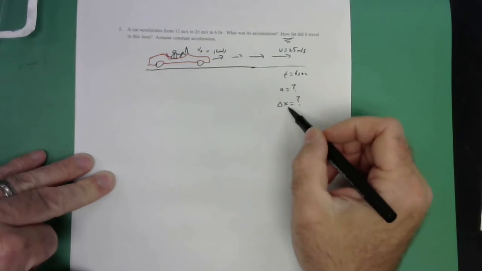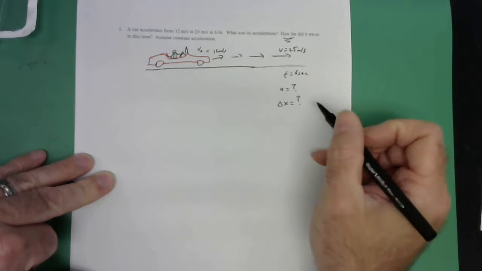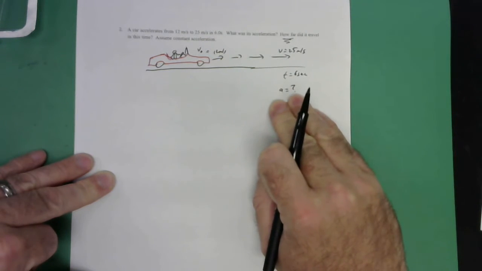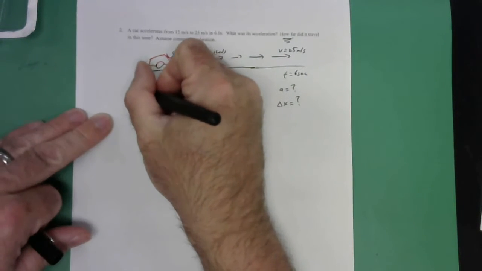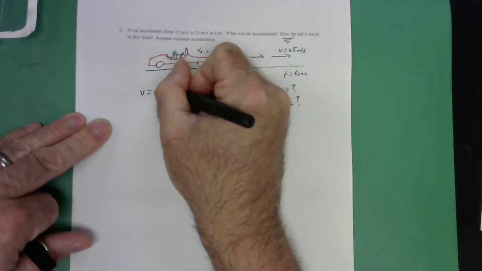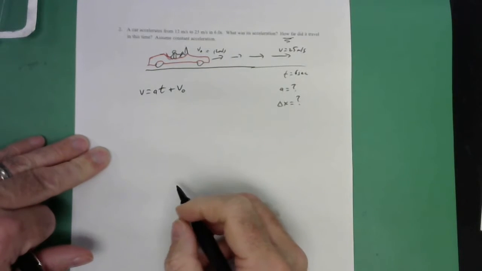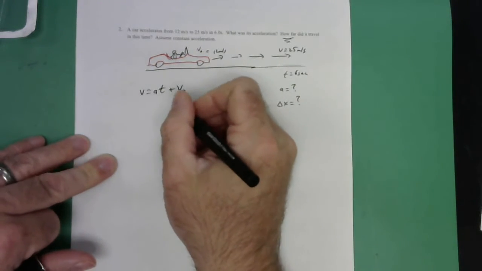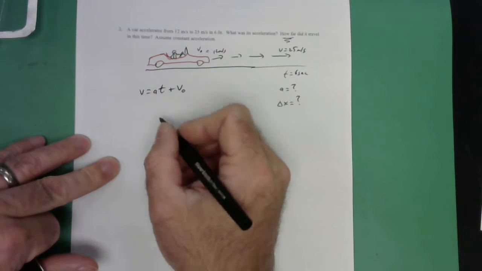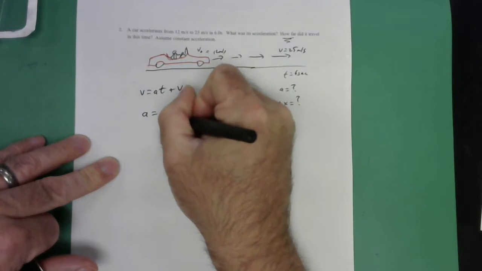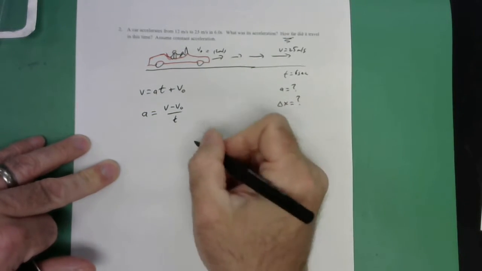So I don't know the delta x. I don't want to have 2 unknowns in the equation. So I'm probably going to want to use an equation that doesn't have delta x. And when you look at the formulas, this is the accelerated motion formula that works. v = at + v naught. All right. And we are trying to solve for acceleration. So I might rearrange this, subtract the v naught over, divide by t. I'm going to get that a is v minus v naught over t, or delta v over t.